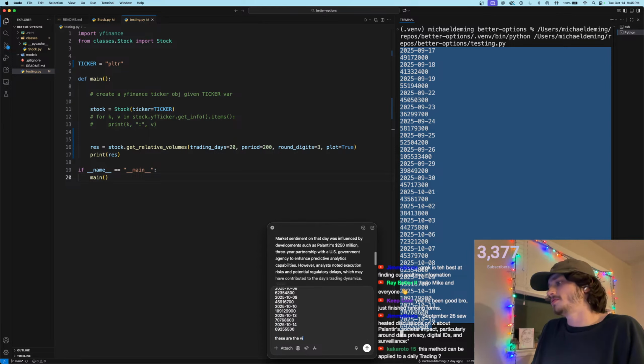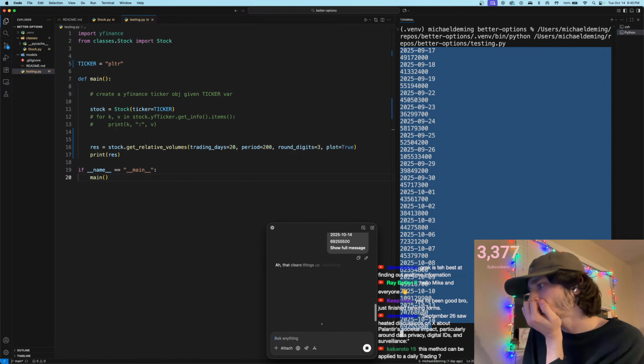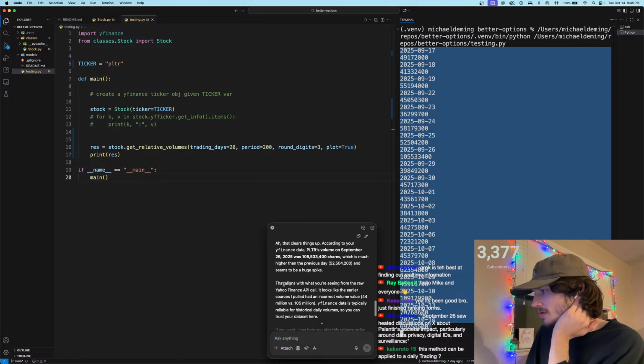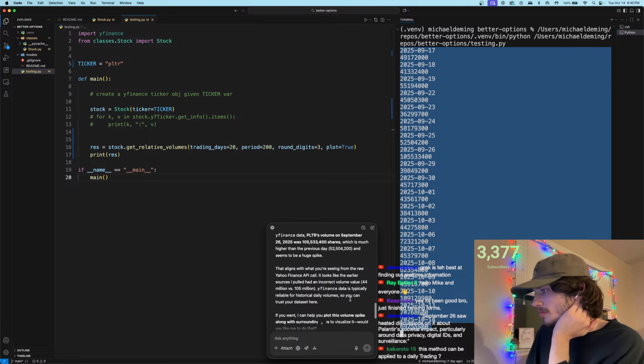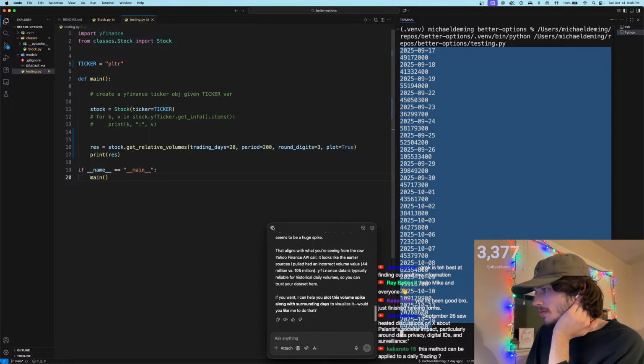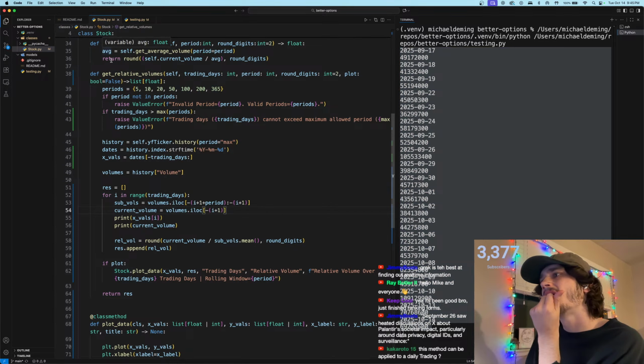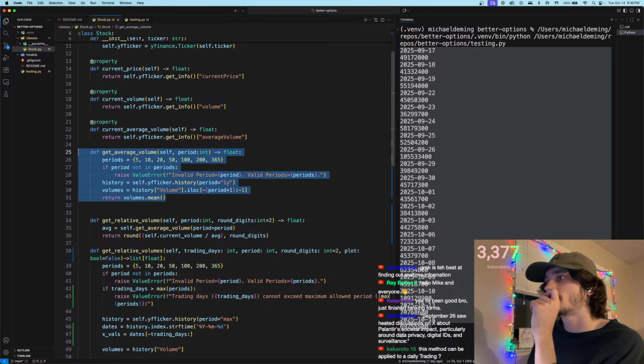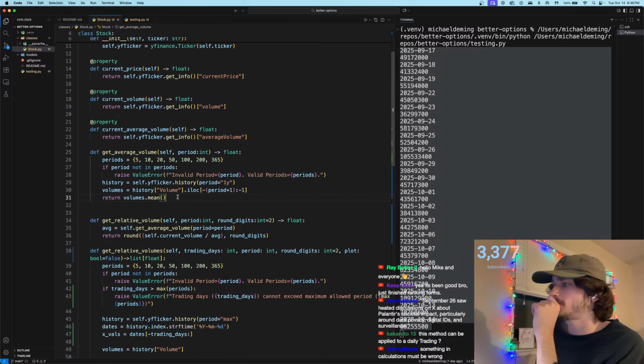These are the volumes I am getting from Y Finance, according to Palantir's volume, which is much higher than the previous. Something in the calculations must be wrong.